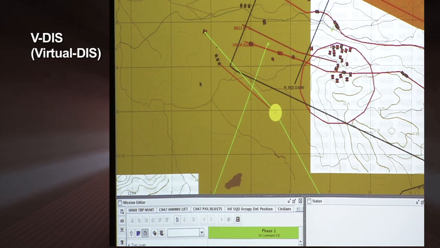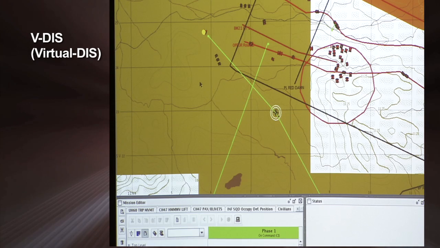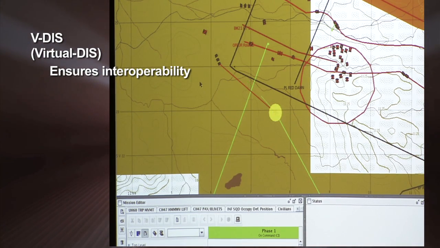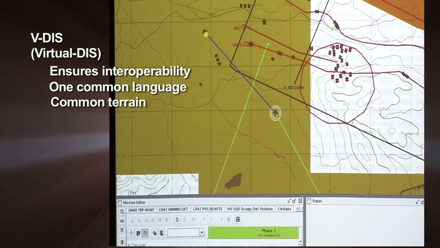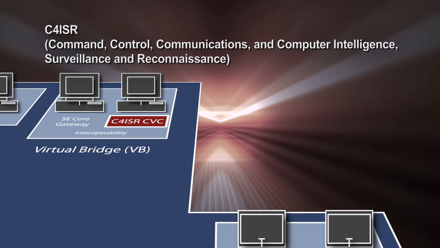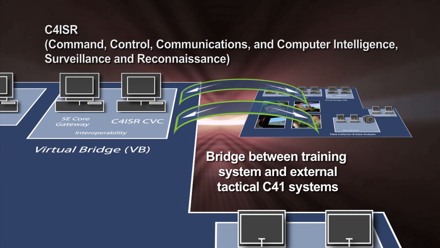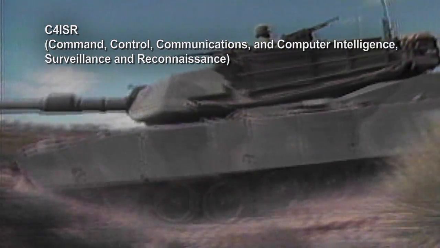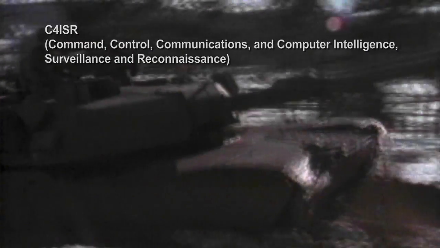Today's Army virtual systems are migrating to the new DIS specification, VDIS. Use of VDIS ensures interoperability among virtual simulations, communicating in one common language on a common terrain in one training space. The C4ISR product acts as a bridge between the training system and external tactical C2 devices within a tactical operations center, enabling live C4I systems to stimulate and be stimulated by the virtual battle space.